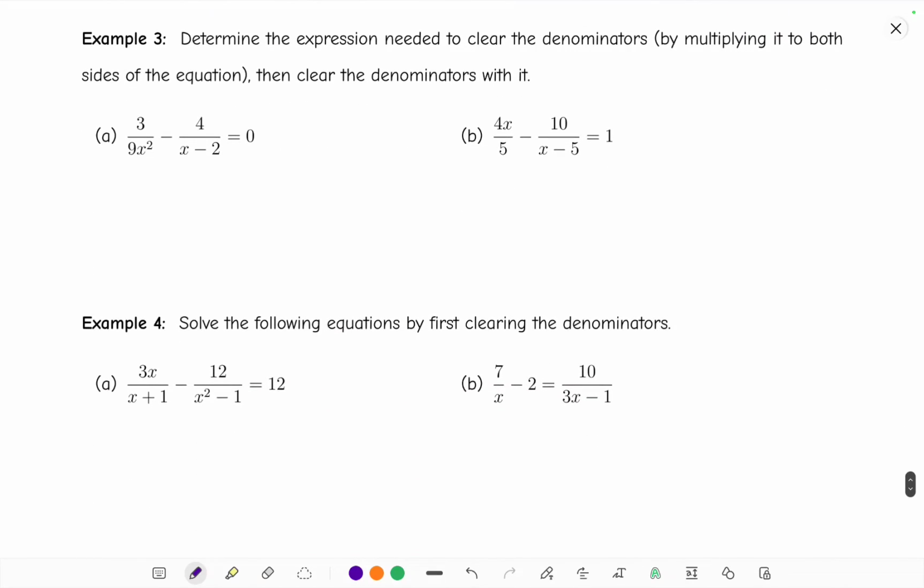Example 3. Determine the expression needed to clear the denominators by multiplying it to both sides of the equation and then clear the denominators with it. This example is not asking us to solve. So for the first one, I can't factor 9x squared or x minus 2. So our LCD is just 9x squared times x minus 2. So I multiply everything by that.